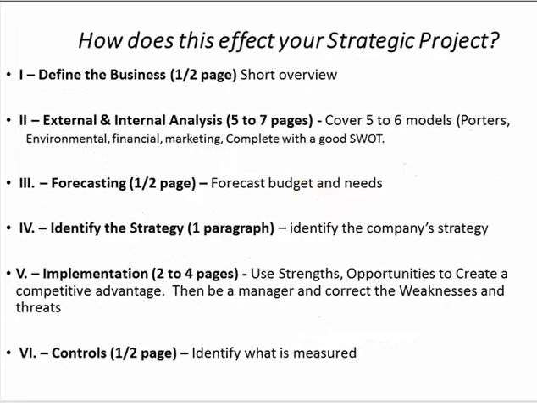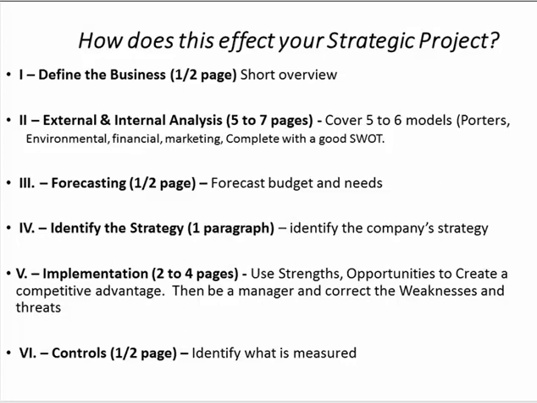Now, how does this affect the project you're going to do at the end of the term? Well, you need to write a paper that's 12 to 15 pages or so, and you need to pick a company that you're going to write about. And when you write about that, you can use this model as a format for your paper if you like. It has to be in APA, and you have to have references at the bottom, but you can define the business, and you only need about a half page for that. Okay, at least in a research project.